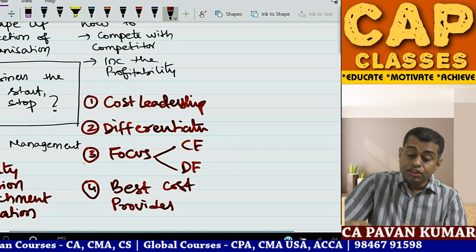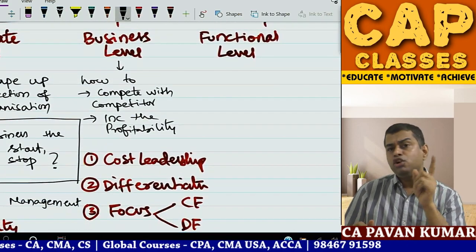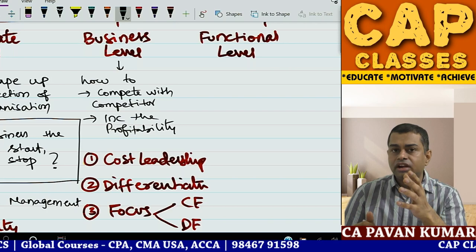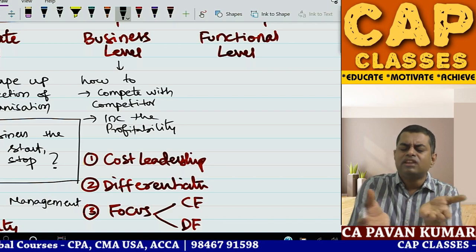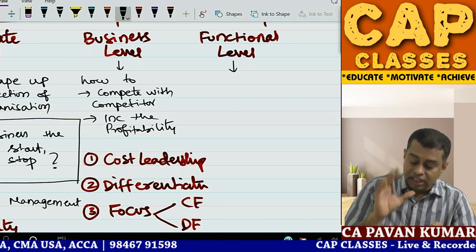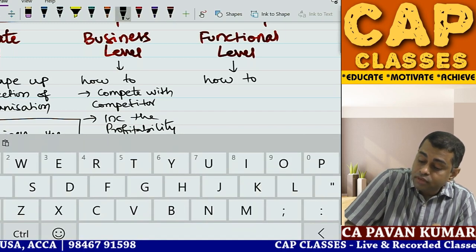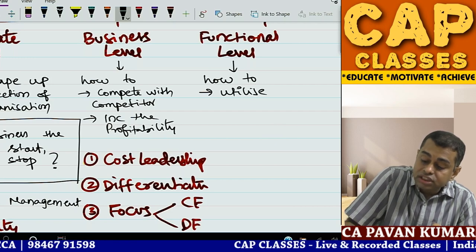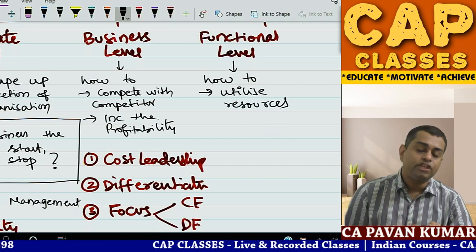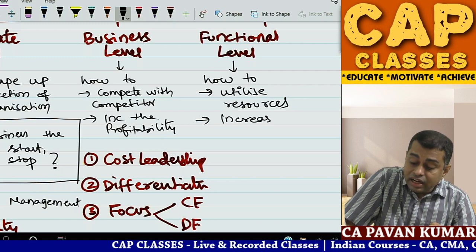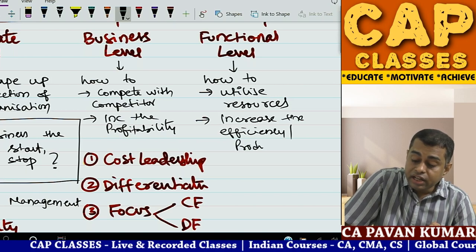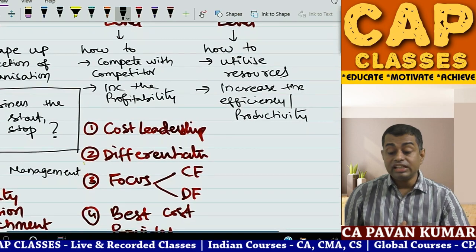Okay, then comes functional level. Now imagine when you read corporate level strategies, how easy the introduction will be. When you read functional level strategies, you will easily understand, oh, functional level strategy is this. That is what I want you to have. Functional level strategy is on how to utilize the resources, optimum utilization of resources, how to increase the efficiency or productivity.